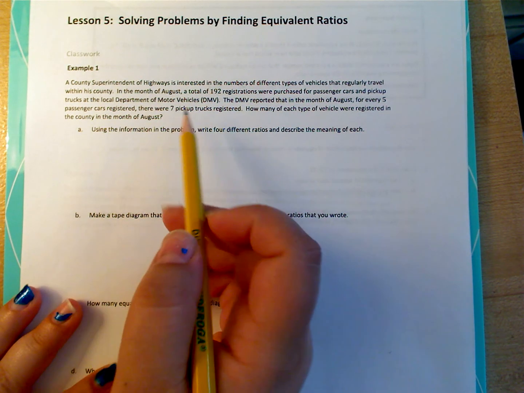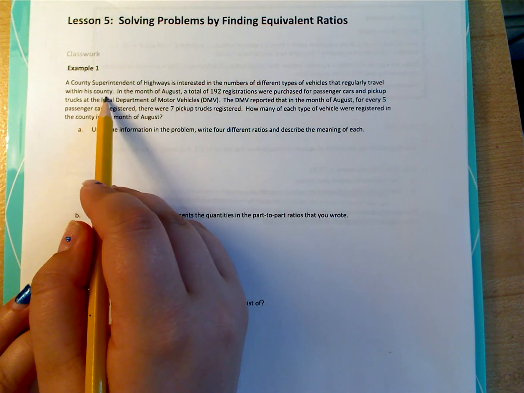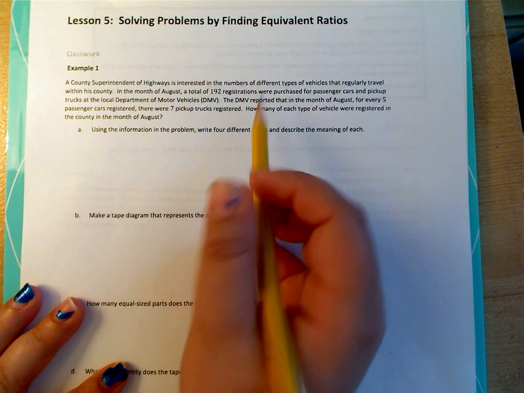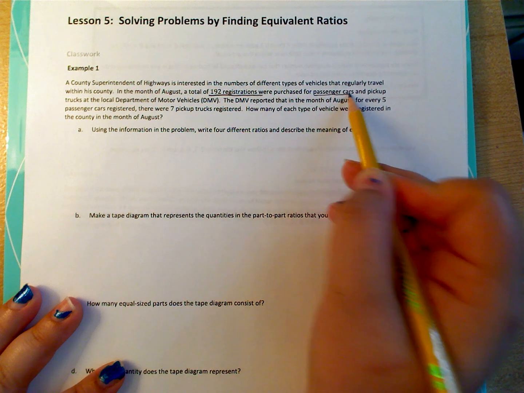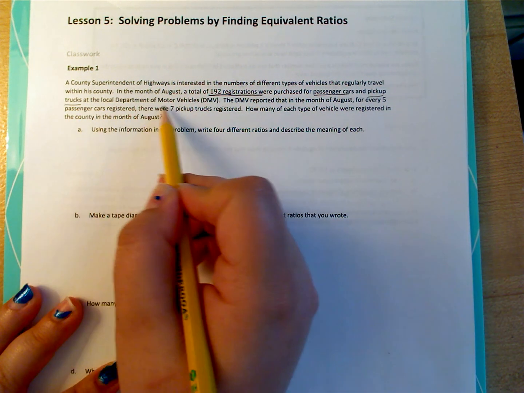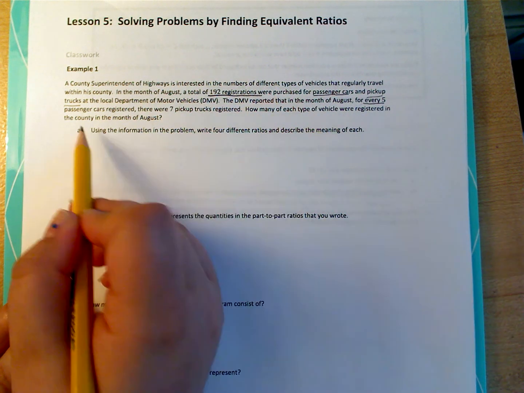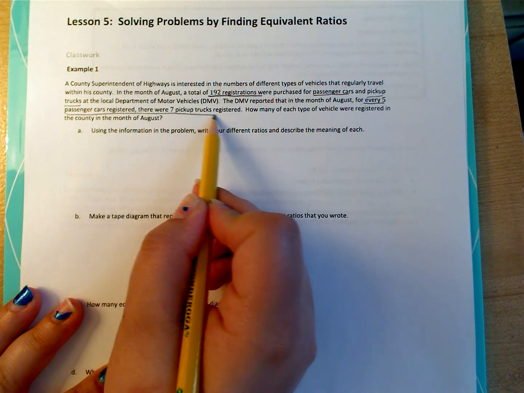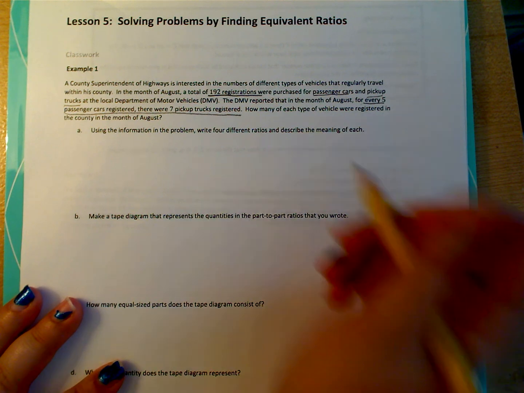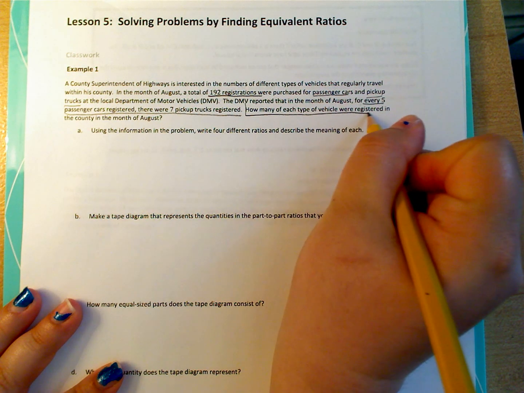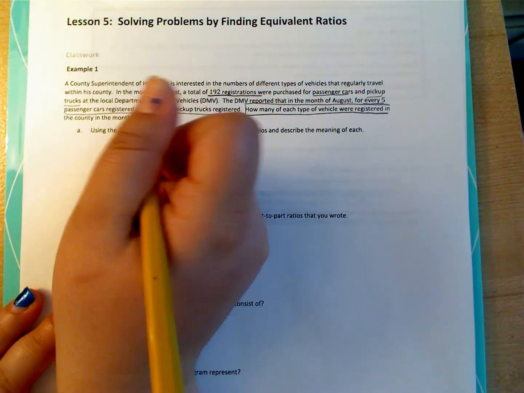A county superintendent of highways is interested in the number of different types of vehicles that regularly travel within his county. In the month of August, a total of 192 registrations were purchased for passenger cars and pickup trucks at the local Department of Motor Vehicles. Reported in August, 5 passenger cars were registered for every 7 pickup trucks registered. How many of each type of vehicle were registered in the county in the month of August? So that's our big question that we're trying to answer.